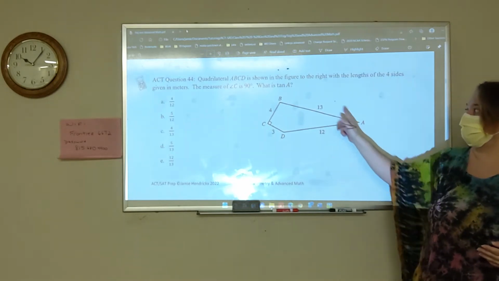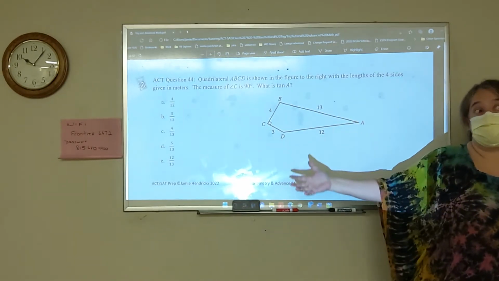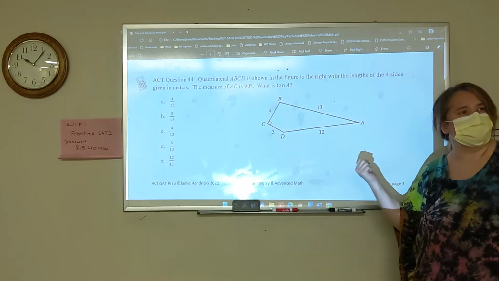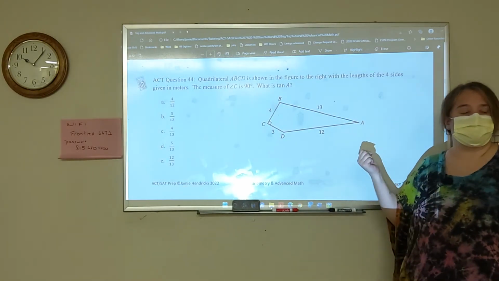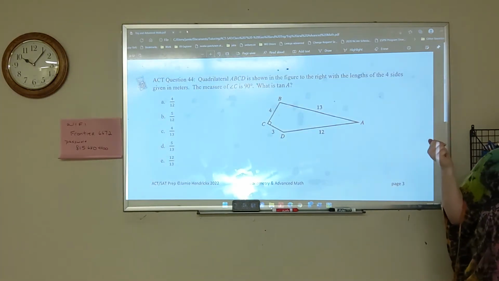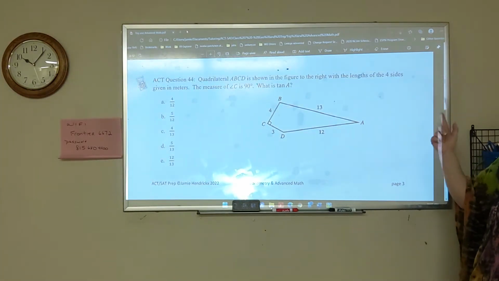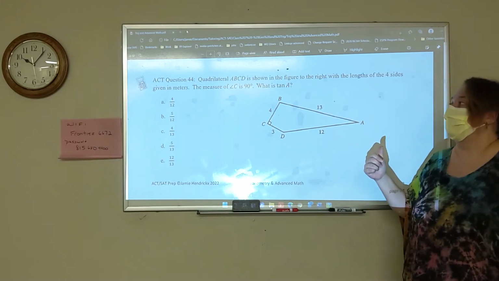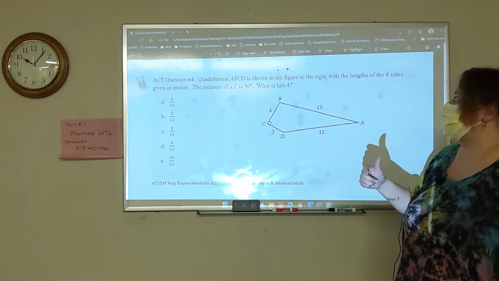So they're going to give you some kind of quadrilateral and say, hey, find the tangent of this angle. And you're like, wait a minute, that's not a triangle. So you're going to have to make some triangles. So quadrilateral ABCD is shown in the figure to the right with the lengths of the 4 sides given in meters, not that we care about the units. The measure of angle C is 90. What is the tangent of A?